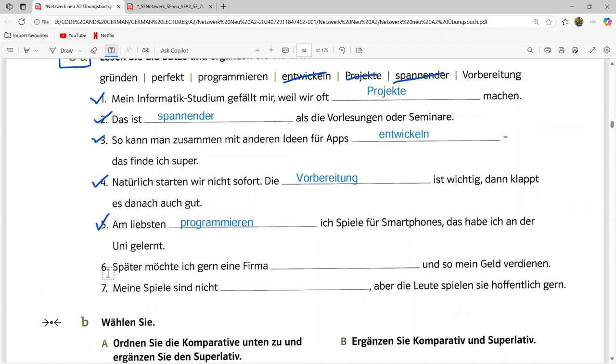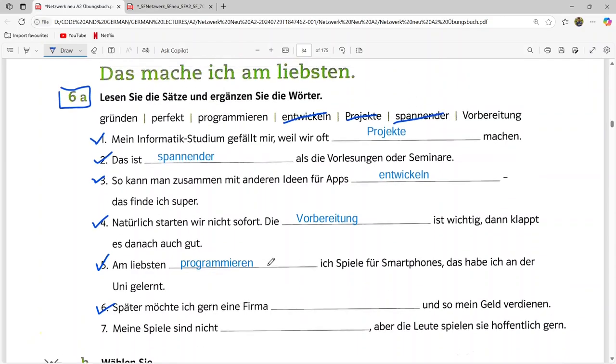Okay. Next one. Später möchte ich gerne eine Firma. So later I would like to build, or create, a company. So Firma gründen und so mein Geld verdienen. So later I want to found a company and earn money.